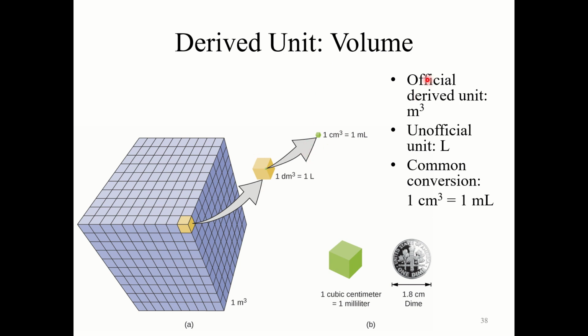So the official derived unit is a meter cubed, but the unofficial unit is a liter. All right, and so 1 liter is actually equal to 1 decimeter cubed. One other useful conversion is that 1 centimeter cubed equals 1 milliliter. So you're going to want to keep this in mind, that a centimeter cubed and a milliliter are in fact the same thing. So when you're converting density values, this conversion right here is useful.